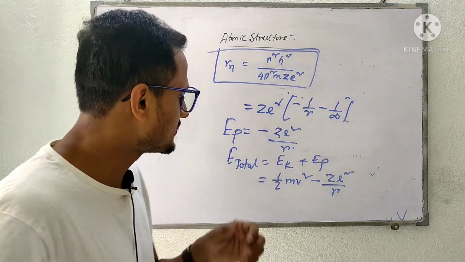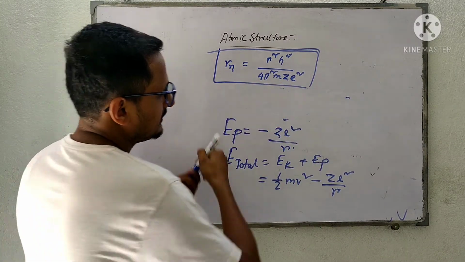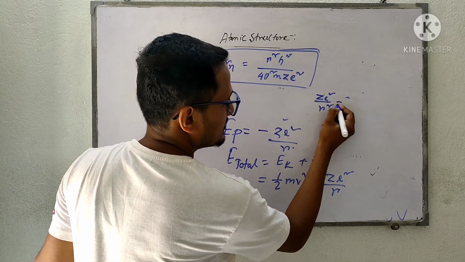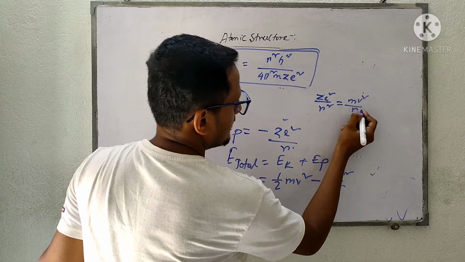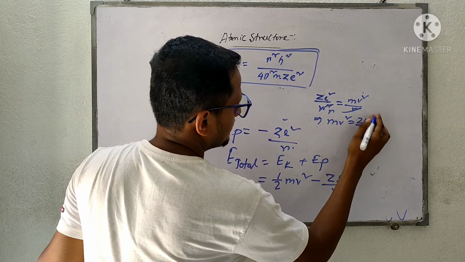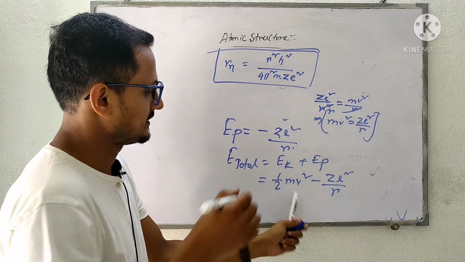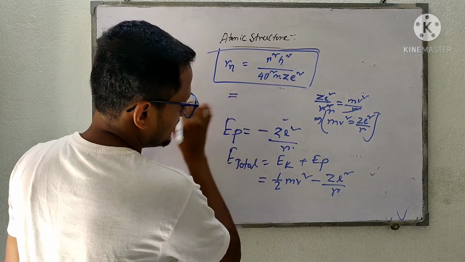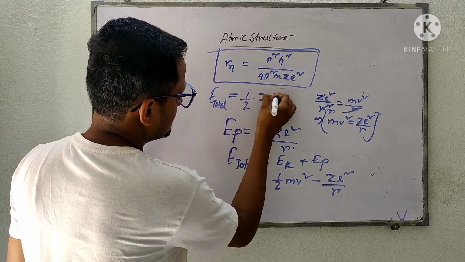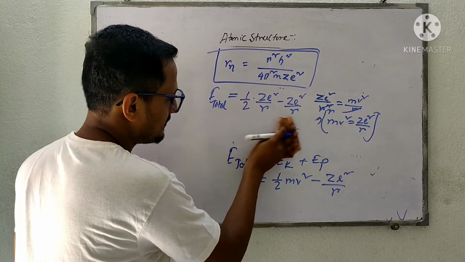From where will we substitute? We know that mv square by r equals z square by r square, that means the Coulombic force of attraction is equal to mv square by r. So here we can get the value of mv square, that is z square by r. This value of mv square we will put here only. So E total equals half z square by r minus z square by r. It will help us to calculate the proper value.